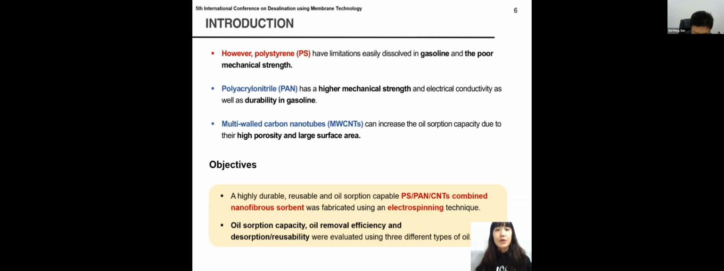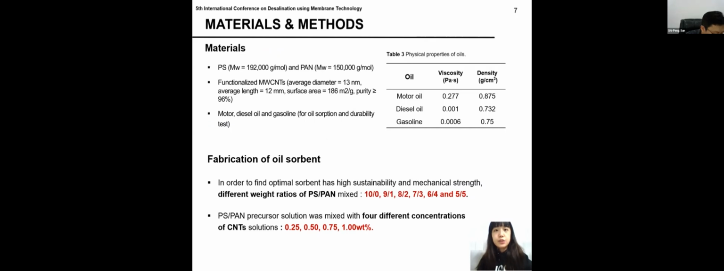Oil sorption capacity, oil removal efficiency, and desorption reusability were evaluated using 3 different types of oils. Sorbent was fabricated using PS, PAN, and MWCNT. The oil sorption test was conducted with diesel oil and motor oil, which are oils sprayed in high amounts in the marine environment. The oils have different viscosity: motor oil is 0.3, but diesel oil is 0.001 Pascal second. As I already mentioned, polar material like PS is easily dissolved in gasoline, so durability was tested with gasoline.